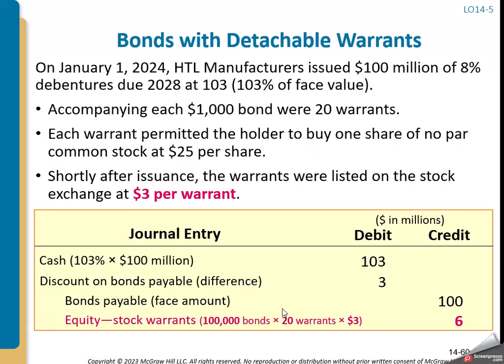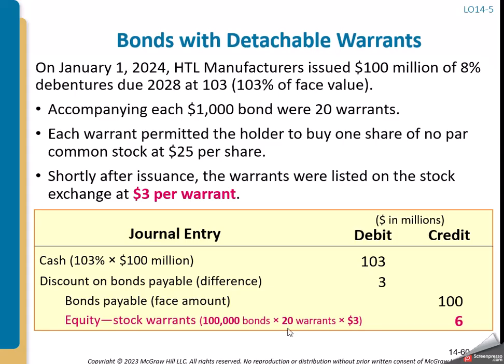So if we have bonds that are sold with those detachable warrants, for each warrant permitted, the holder to buy one share of no par common stock for $25, but these warrants are going along with the bond. And then shortly after issuance, there is a $3 exchange for those warrants. So if we look down here, what they have in the red, they're saying, okay, each bond came with 20 warrants.